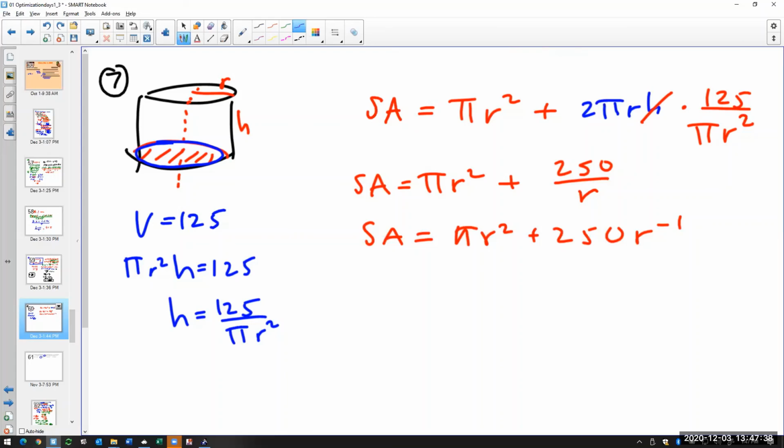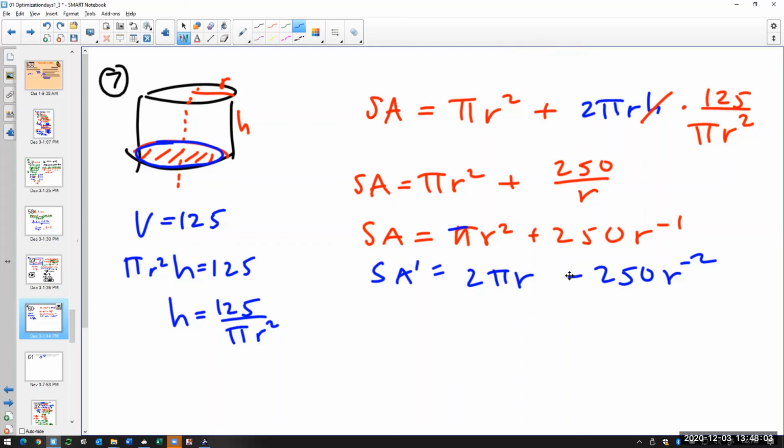Now don't forget, zip your pants, guys. Sometimes we've done so much work, we forget to zip our pants, but we still have to take the derivative. So the derivative is 2 pi r minus 250 r to the minus 2. Can you do the derivative by yourself? I've taken the derivative. What do I do now? I've done the calculus. This must be the answer.